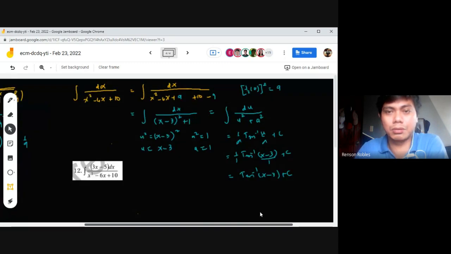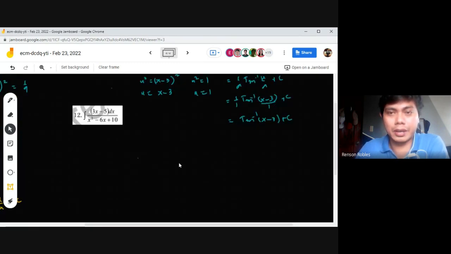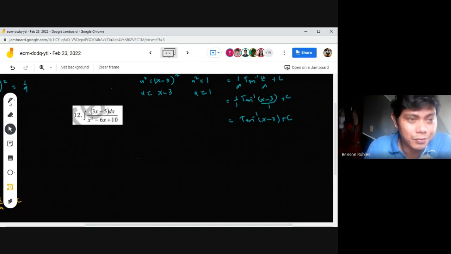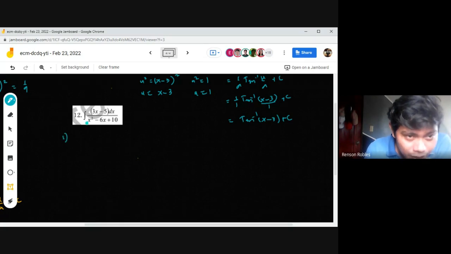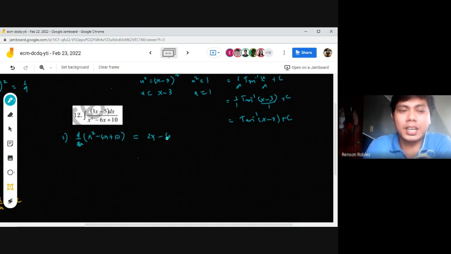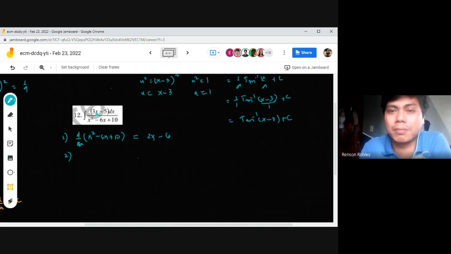So this is what you're going to do. You take a look at the board, and I hope those who left have come back. What will I do here? Sorry. You consider x squared minus 6x plus 10. First step, you differentiate x squared minus 6x plus 10, and the derivative is 2x minus 6. Then the second step is to look for an expression equivalent to 3x minus 5 such that 2x minus 6 will appear.